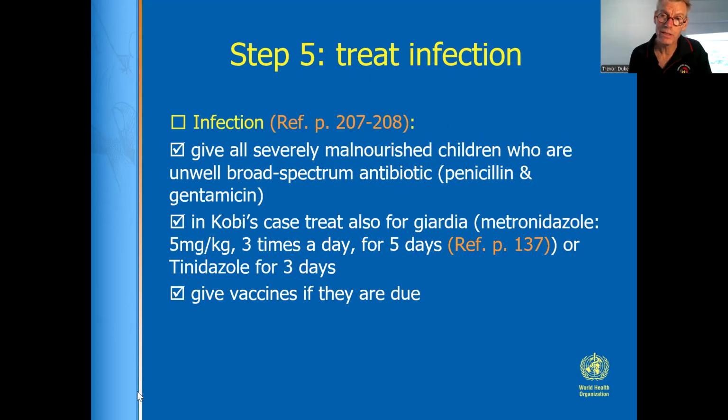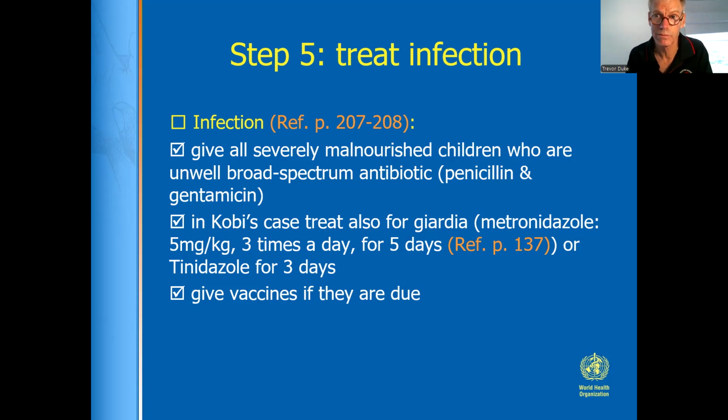The fifth step in the management of severe malnutrition is the management of infection. And as I said, most children with severe malnutrition, when they come to hospital, have some infection. You should assume that they have an infection, and if they're even moderately unwell, if they're like Kobe, severely unwell, he will have an infection. And we know he's got Giardia, but he's likely to have an infection elsewhere.